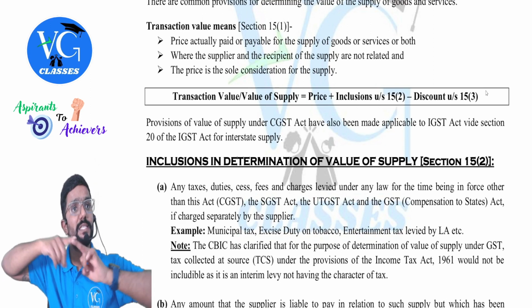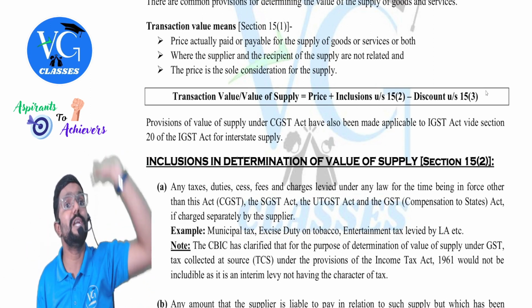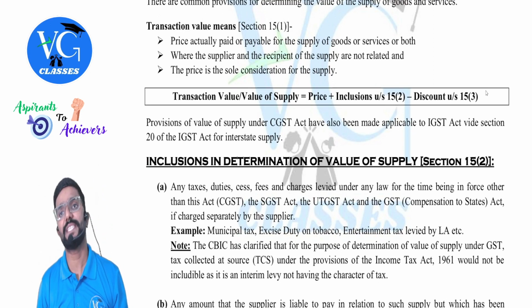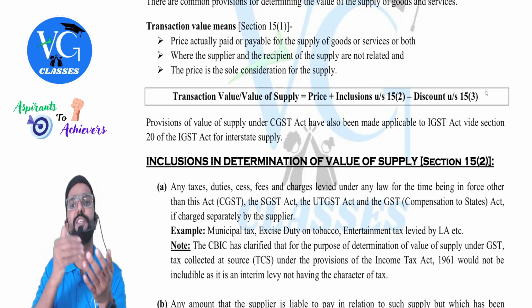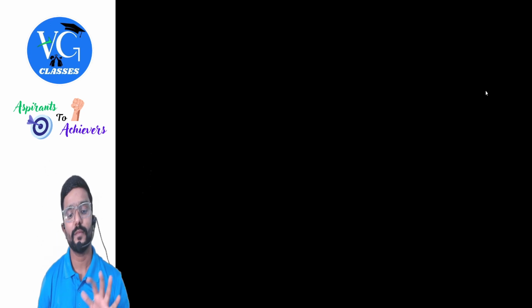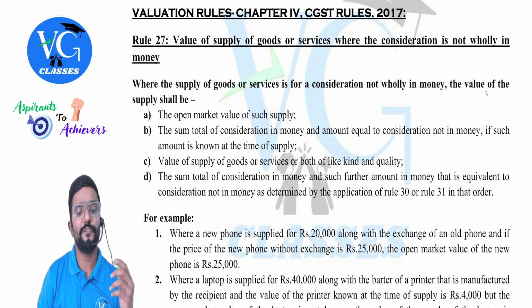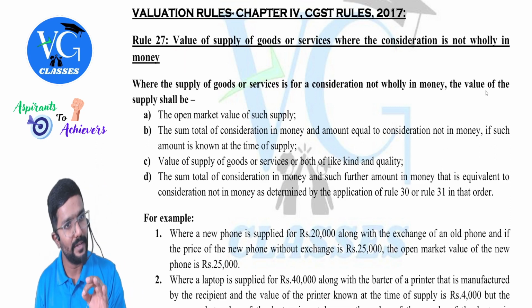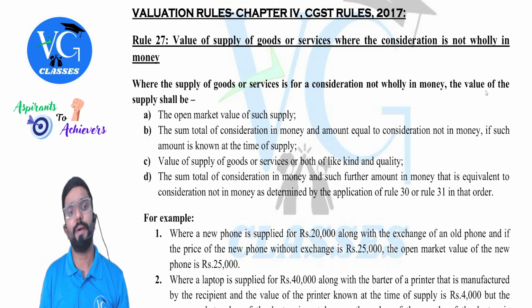No, sir. The consideration actually is partly in kind, partly in money. What is that partly in kind? The old laptop. He received the old laptop. In that case, how do we decide the value of supply? Now for the supplier, the seller of the laptop, what is the value of supply on which you need to pay GST? That is a question mark here. Okay. So if you see, this is a case of exchange. In simple terms, consideration is there in money, but not fully. It is partly.